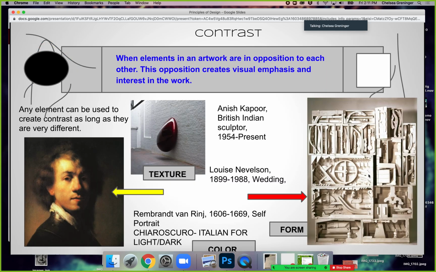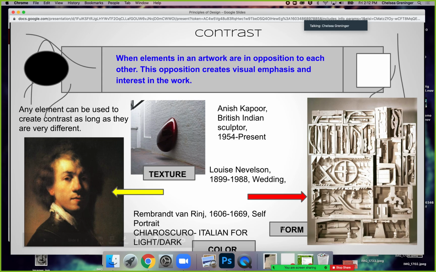All right, contrast is the next principle of design. I love this one. This one I think is fun to play with. Contrast is when elements in an artwork are in opposition to each other. This opposition creates visual emphasis and interest in the work. So when you put two things next to each other that are really different, our eye goes to that. We look at it.